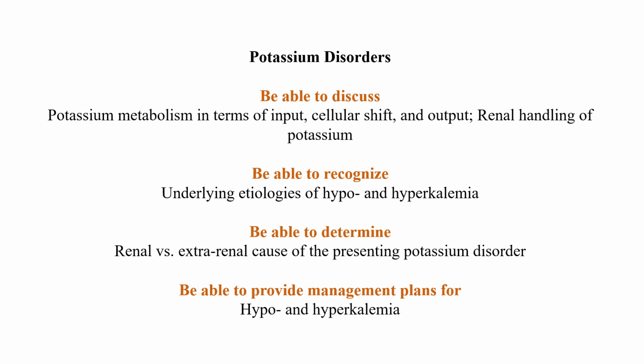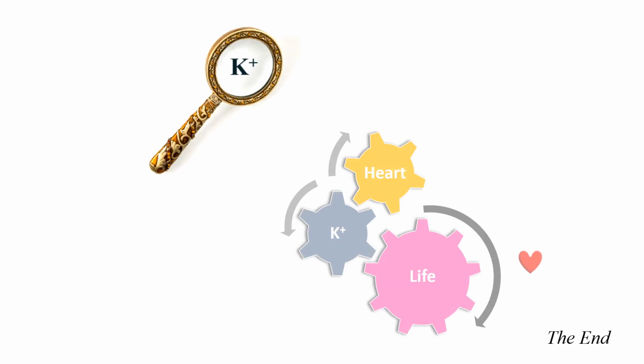By this time, you should be able to discuss potassium metabolism in terms of input, cellular shift and output, and renal handling of potassium, be able to recognize the underlying etiologies of hypo and hyperkalemia, be able to determine renal versus extrarenal cause of the presenting potassium disorder, and be able to provide management plans for hypo and hyperkalemia. The end.